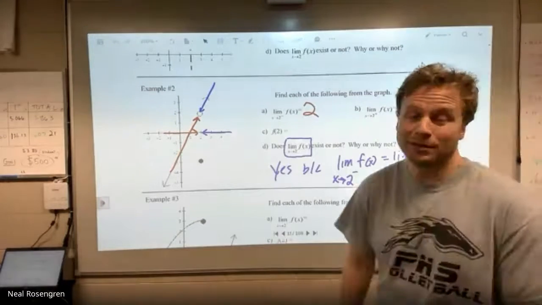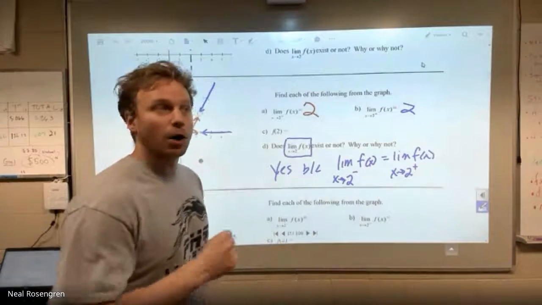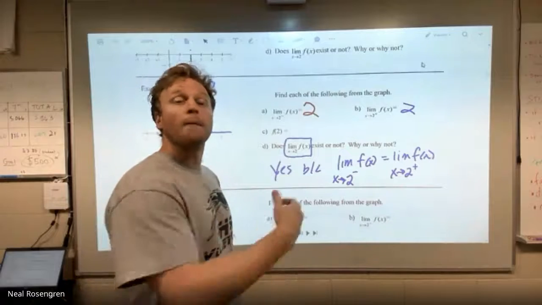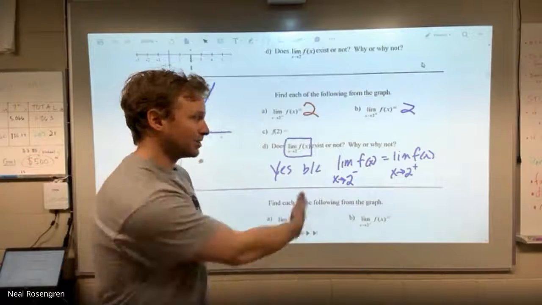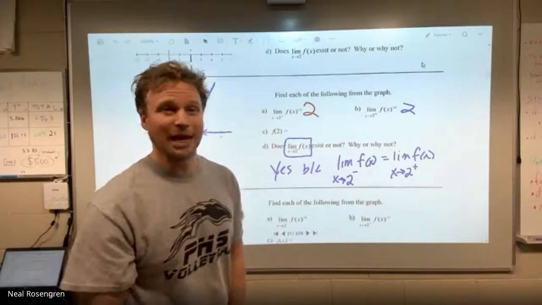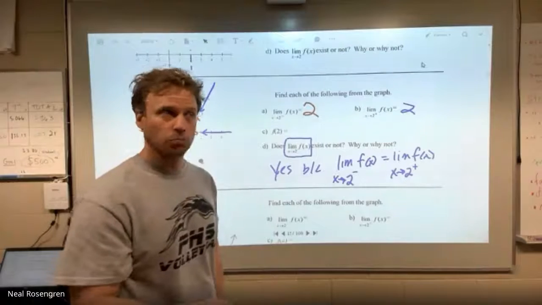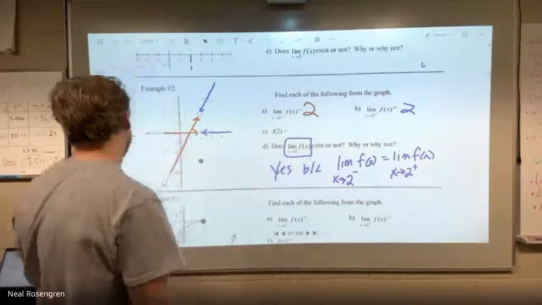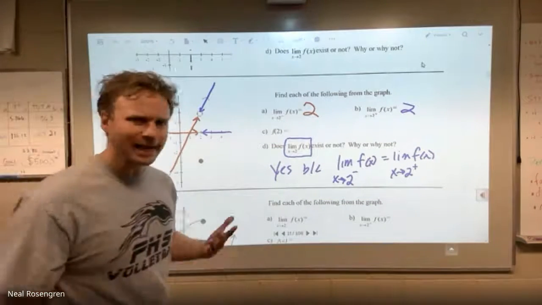And of course, you can say that in words too, just like you said. Yes, because they are both approaching the same number from the left and from the right. That would be a great way to say that, which is exactly what I just said, but in calculus notation. All right, so the limit of f of x as x approaches 2 is 2, because they're both headed towards the same spot. But what is f of 2?